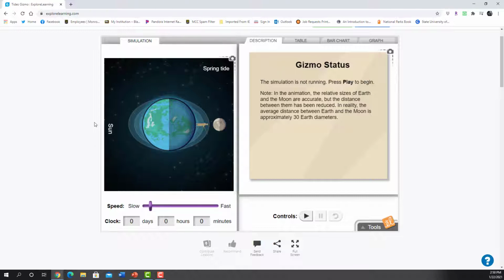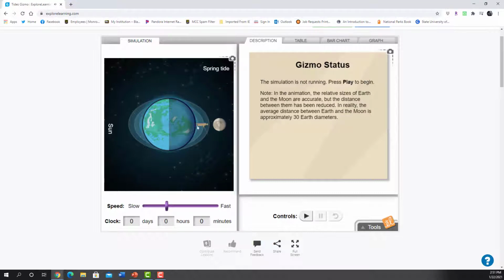So sometimes the sun, the Earth, and the moon system are all aligned like you see here. And that is what's called spring tide, because the tides kind of spring forth from the Earth, and you have a big difference. Of course, this is very much exaggerated here, but you have a big difference between high tide and low tide. I'm going to put the speed at about there and start to play this.